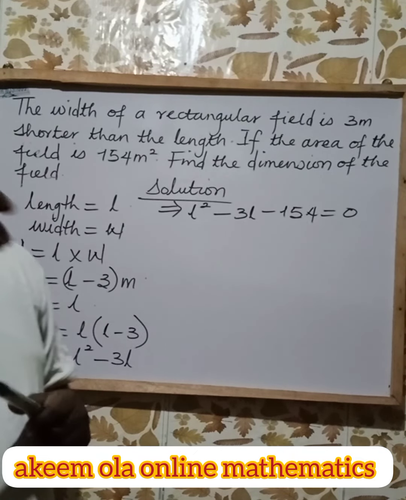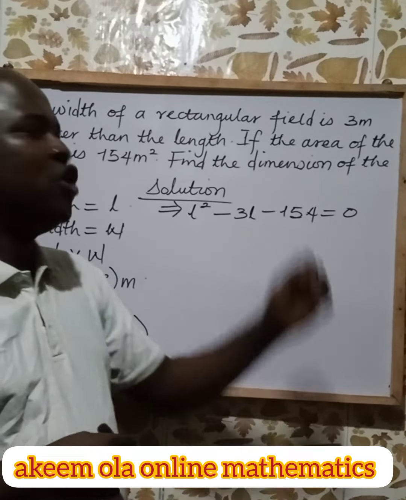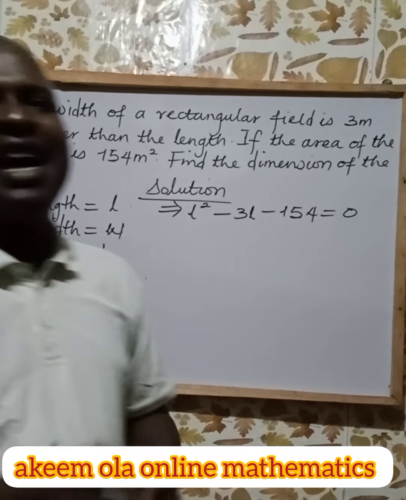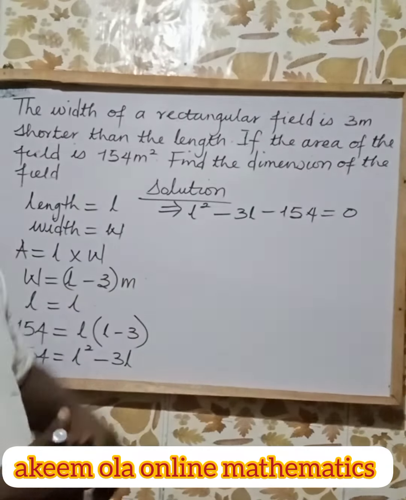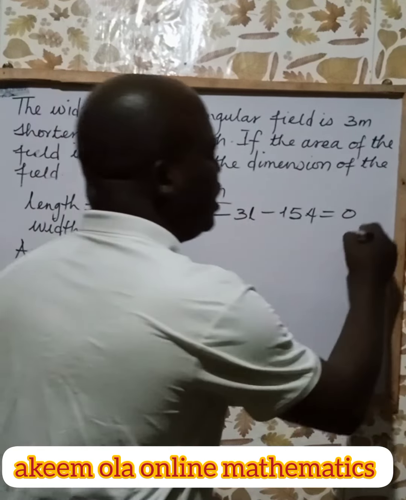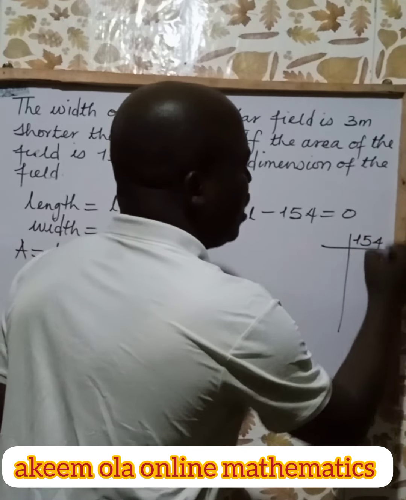That means we are going to look for two numbers that, when you multiply them together, give minus 154. And when these two numbers are added together, we get minus 3. How will you get these two numbers that we are talking about? We are going to find the factors of 154. What can go into 154?